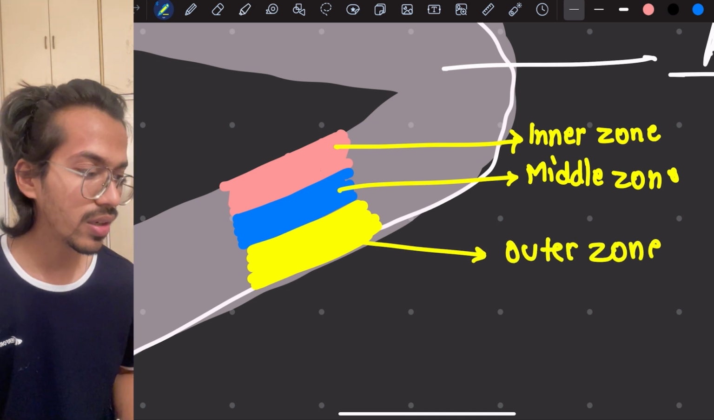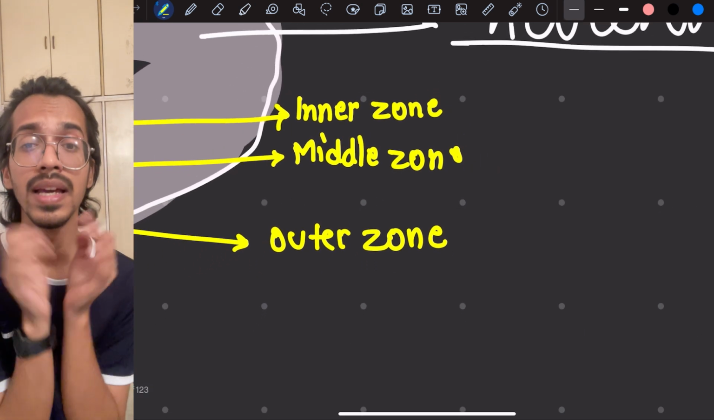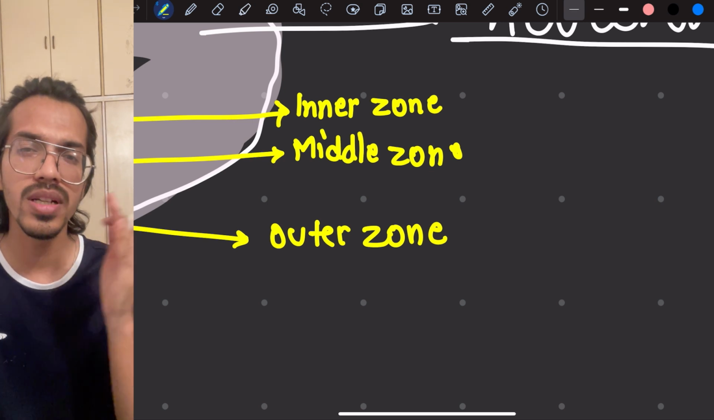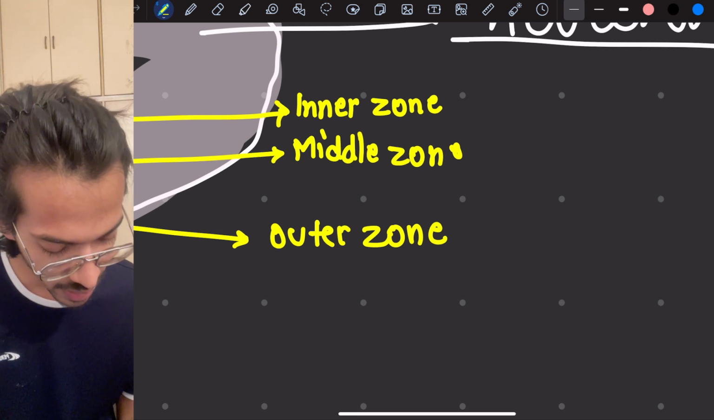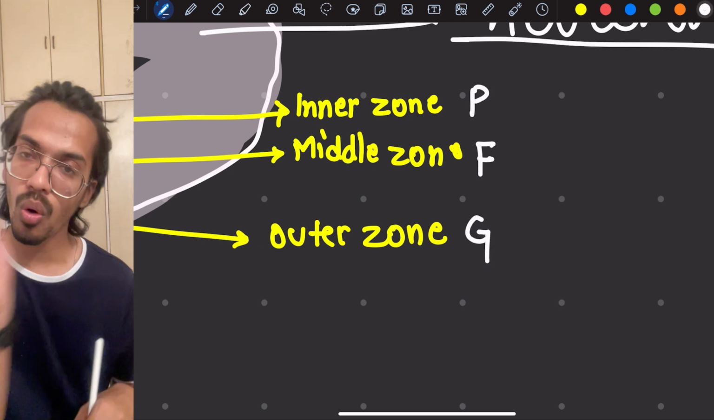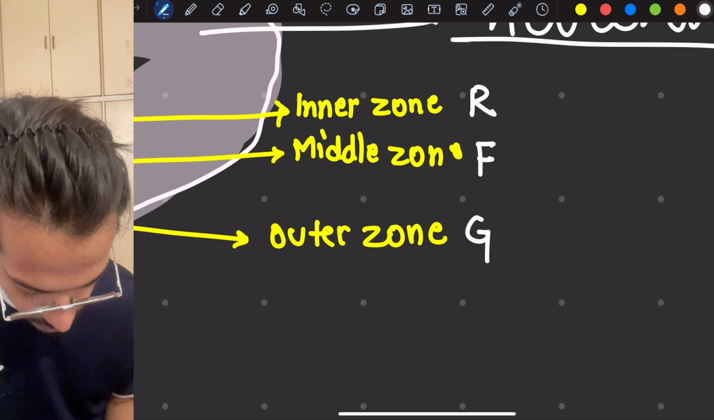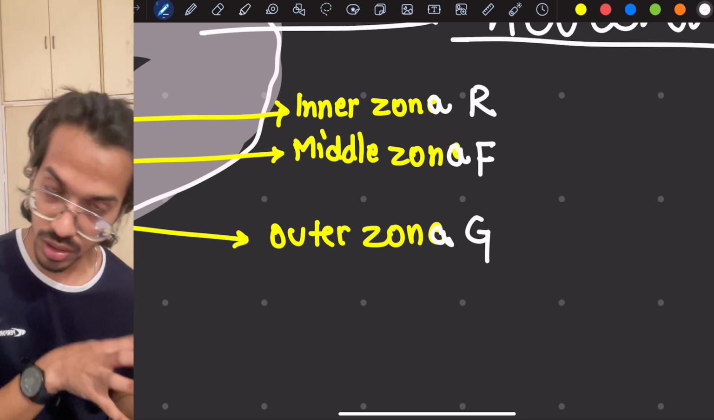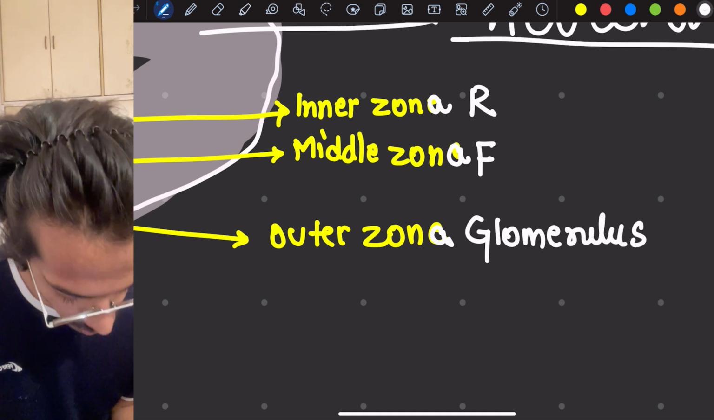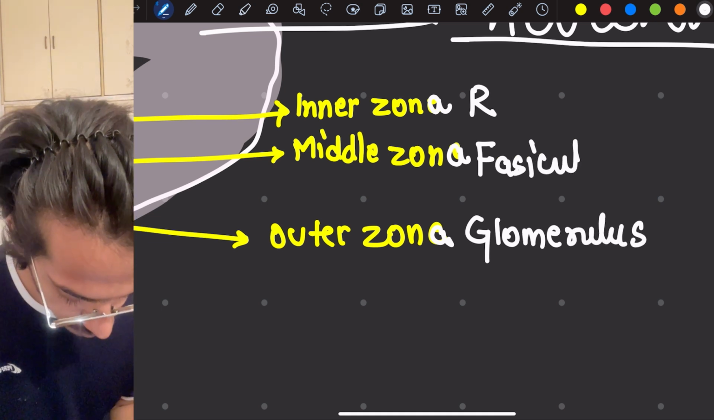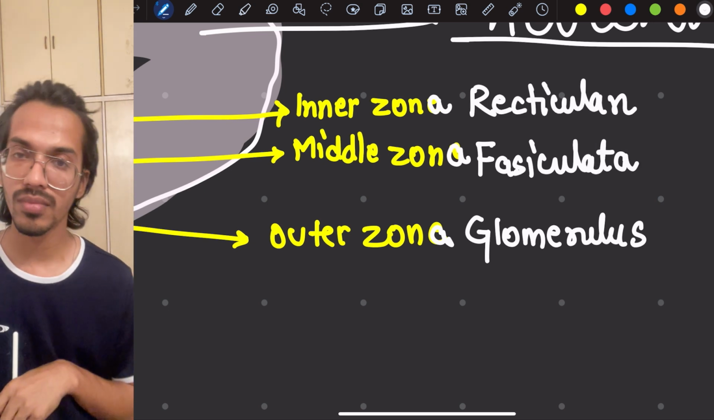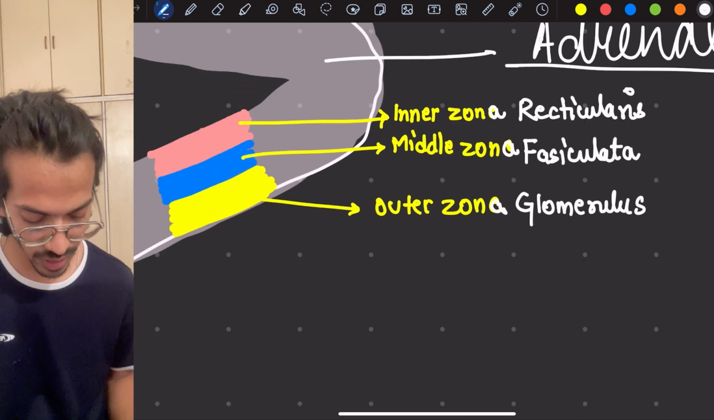Now we have names for them. In urine formation we said GFR, that is glomerular filtration rate. Here also it is like this: GFR. All this area is called zona. The outermost is the zona glomerulosa, F is zona fasciculata, and innermost is zona reticularis. Okay, this is the trick to remember it, and this we learned.